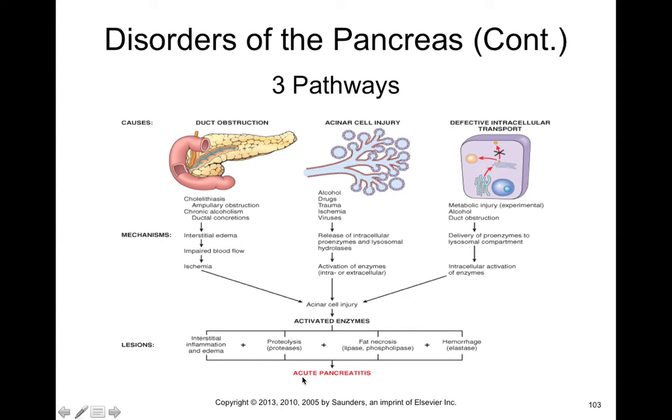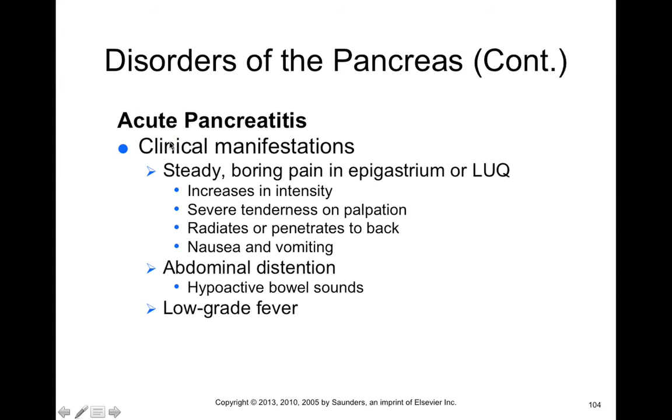Now, unfortunately, once pancreatitis starts, it's sort of a positive feedback mechanism because that inflammation causes further cell injury and more enzymes get released, which cause further injury and more inflammation. So it just kind of gets worse and worse and worse. Now, some of the clinical manifestations of acute pancreatitis include things like a steady boring pain in the epigastrium or left upper quadrant, and it's going to increase in intensity over time.